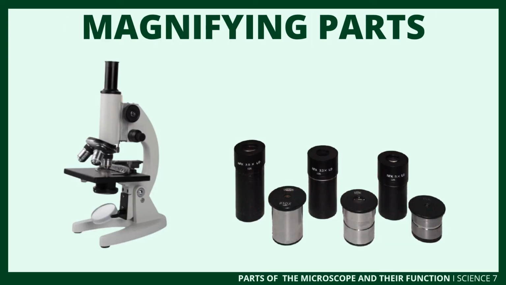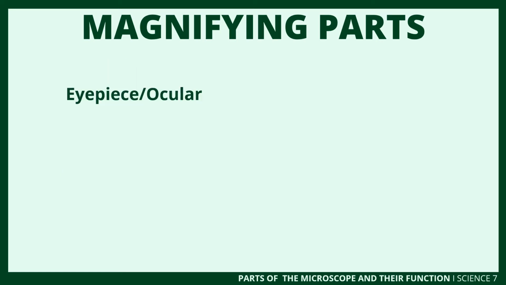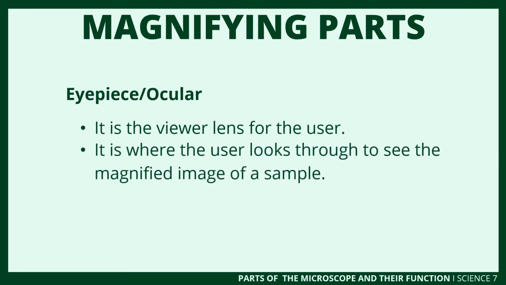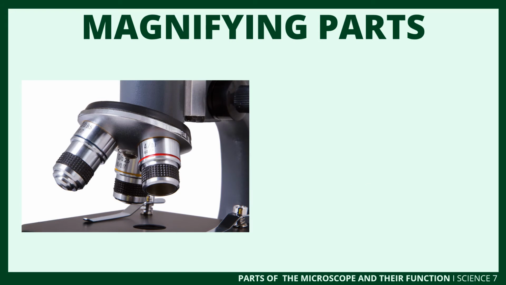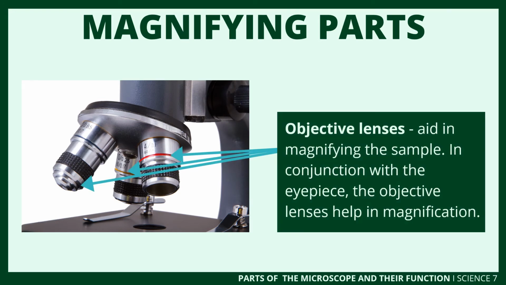The magnifying parts of a microscope start with an eyepiece or ocular. Ocular is a set of lenses found in the top of the body tube that magnifies the image produced by the objective lenses. It usually ranges from 5 times to 15 times. Objective lenses. Objective lenses are metal cylinders attached below the nosepiece and contain mostly ground and polished lenses. There are different types of objective lenses depending on the power of magnification.